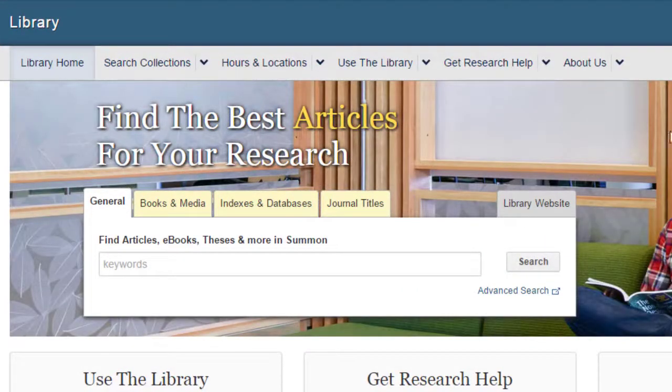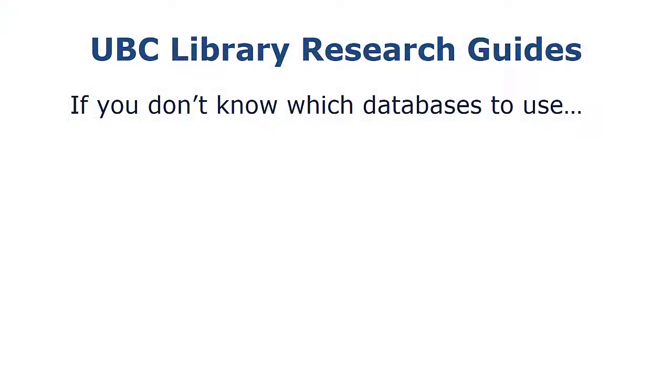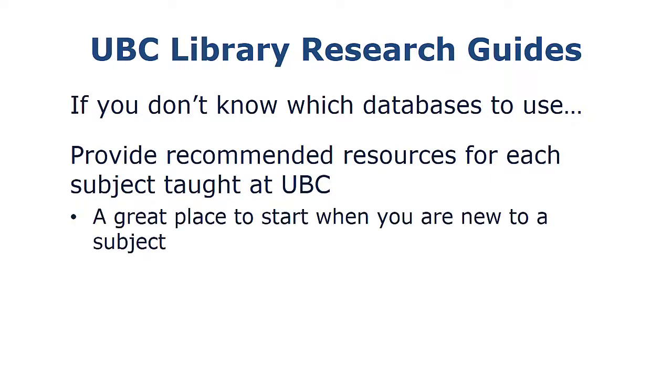Eventually, you'll become familiar with the databases for your area of study, and you can search for them directly through the Indexes and Databases tab on the UBC Library homepage. If you don't know which databases to use, UBC Library Research Guides can help. Research Guides provide recommended resources for each subject taught at UBC. They are a great place to start when you are new to a subject.